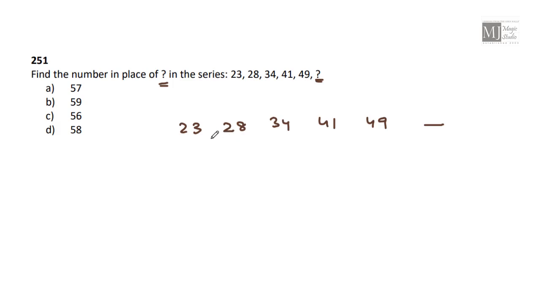So let me find the difference between the two terms and check if we can identify a pattern. 28 minus 23 is 5. That means 23 plus 5 is 28. 34 minus 28 is 6. Good. 41 minus 34 is 7. Very good. Pattern identified, I guess. 49 minus 41 is 8.